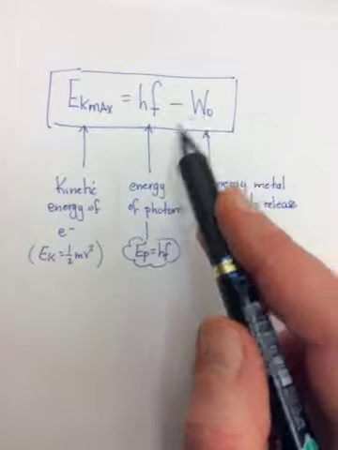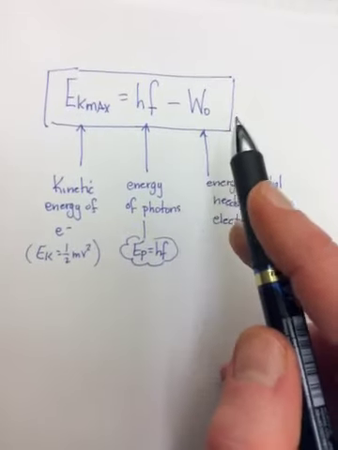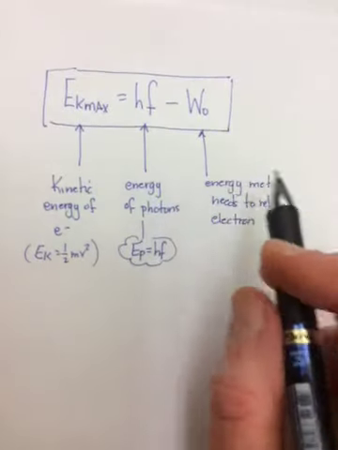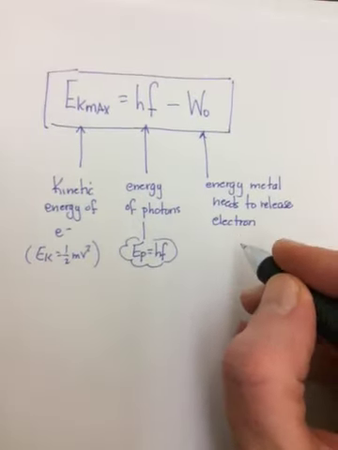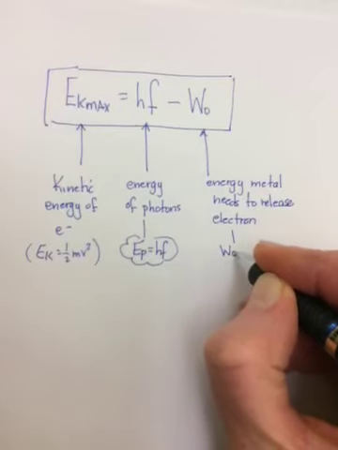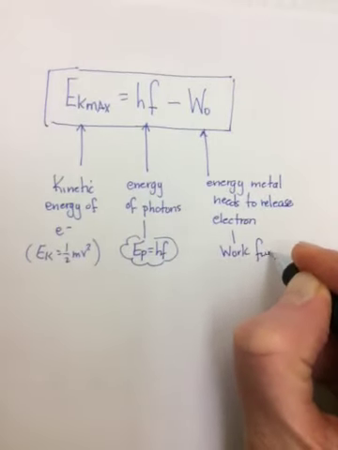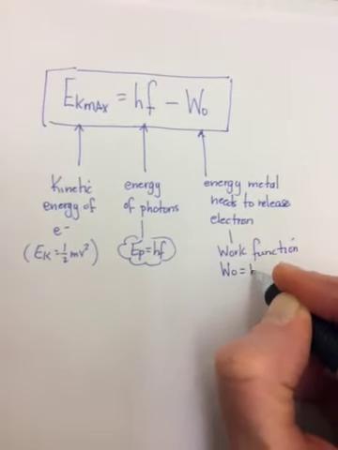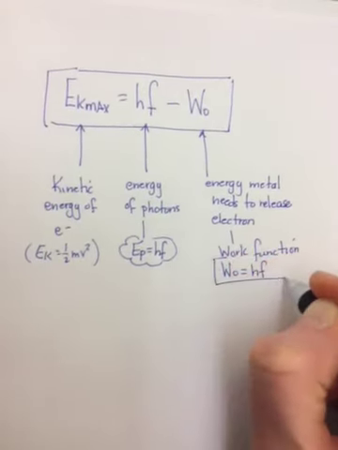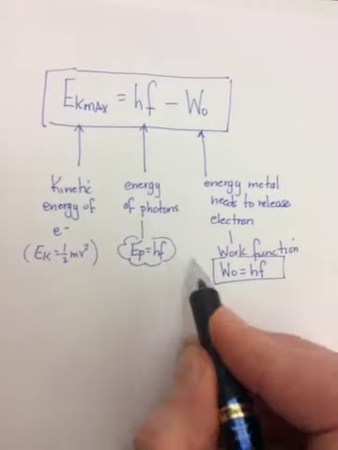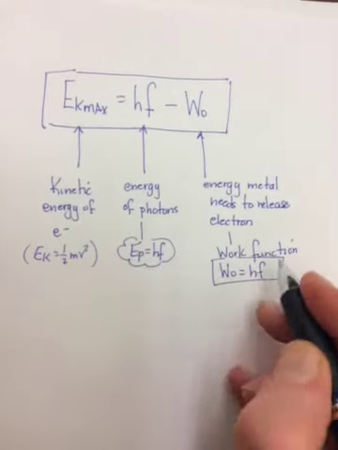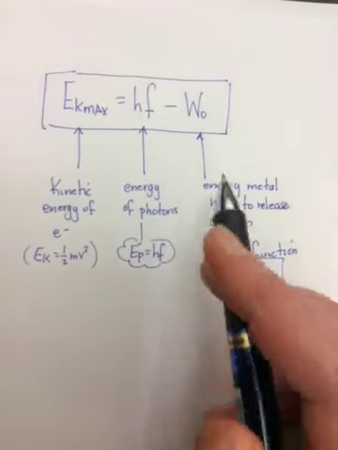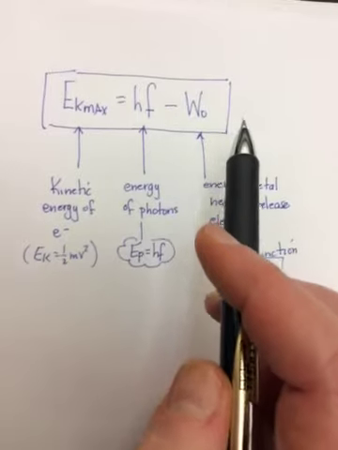And then WO, which is the y-intercept of the graph. WO is the energy that the metal needs before it'll release the electron. It's also known as the work function. And earlier we said the work function was equal to HF, because WO is just like an energy, but with a special frequency, so it's equal to HFO. So each of these is an energy.